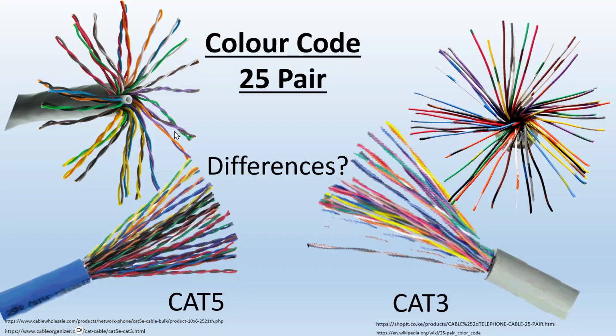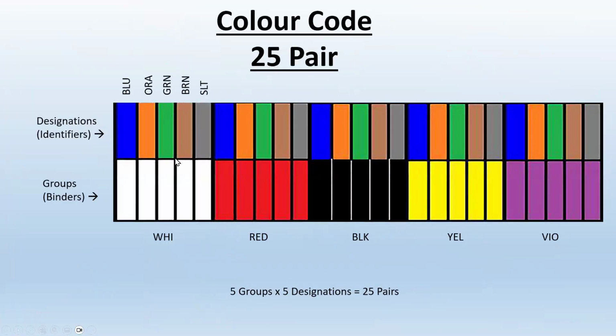That's the 25 pairs. The color code is, you have 5 groups. Here is group 1, group 2, 3, 4, and 5. Each of the 5 groups has 5 designation colors, and we remember those already: blue, orange, green, brown, and the 5th one is slate, which stands for gray. So if you have 5 groups, each has 5 designations. 5 times 5 gives us 25 pairs.